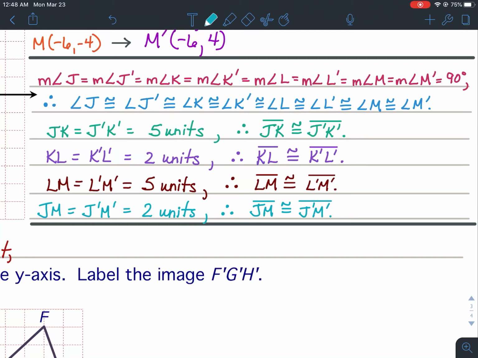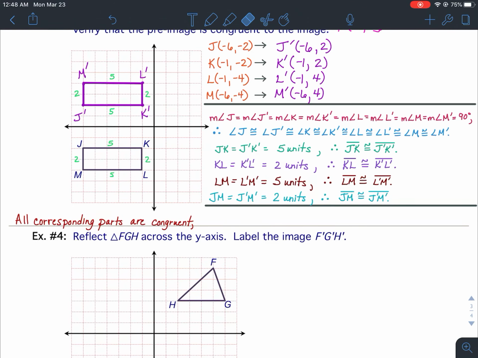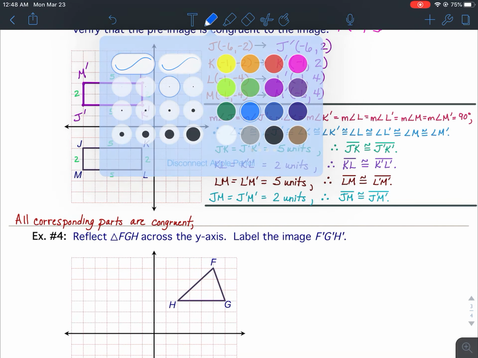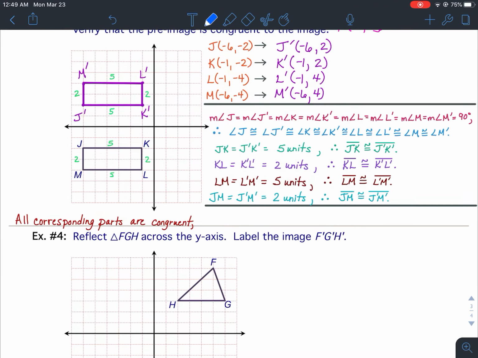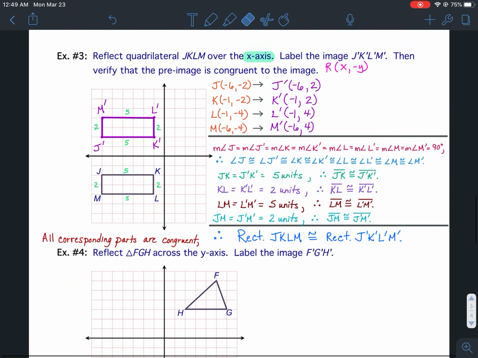What we did there was we proved that all corresponding angles were congruent and all corresponding sides were congruent. Because we proved that all corresponding parts were congruent, I can now state that all corresponding parts are congruent. Therefore, rectangle J, K, L, M is congruent to rectangle J prime, K prime, L prime, M prime. And that is all for example 3.